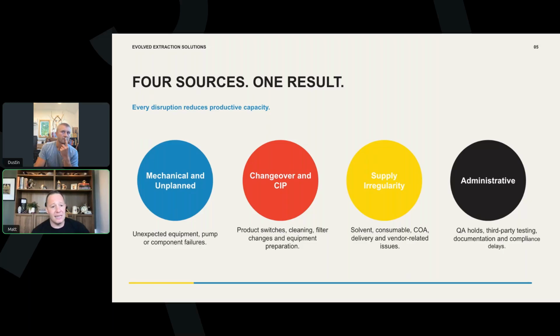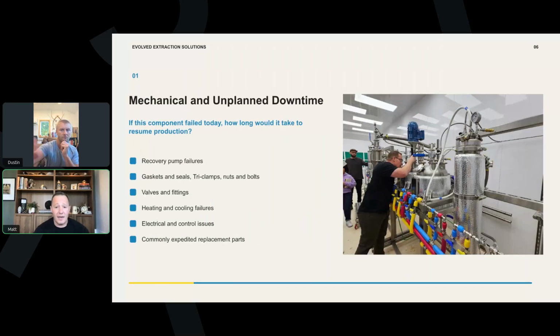So we're going to dive into these in more detail, and start with the most obvious, which is mechanical and unplanned downtime. A part goes down. Dustin used the nuts. We're down because of a 50-cent brass nut that we don't have, and we can't do up our tri-clamps.